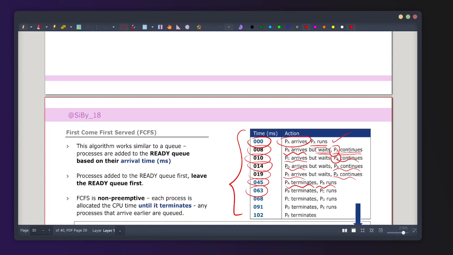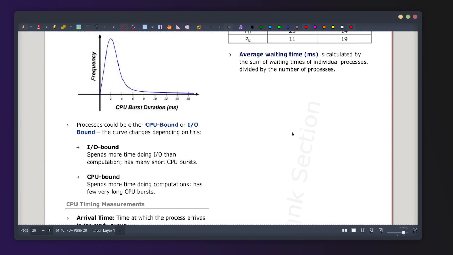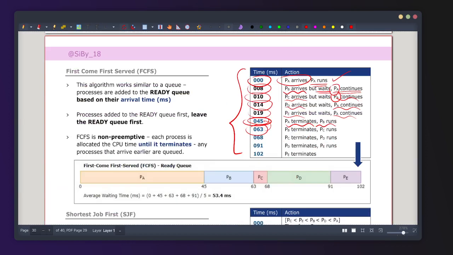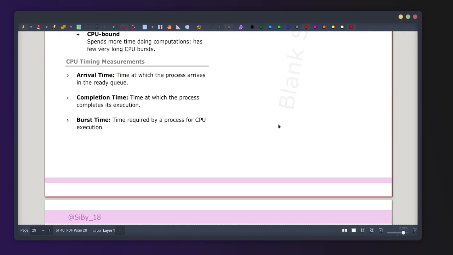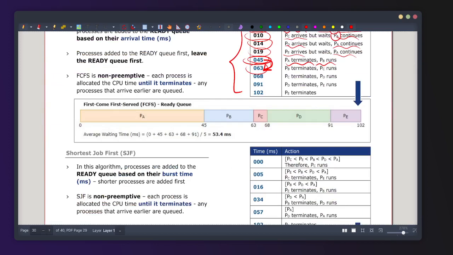If you are worried about how these values are calculated, basically 45 is the so-called burst time of process A, right? 45 plus 18. Basically, once process A terminates, process B will be immediately taken in. So process B will take 18 milliseconds of the CPU to execute. So whatever time it was taken in plus 18 will be the time it ends. So 45 plus 18 is 63. So process B terminates at 63 milliseconds.